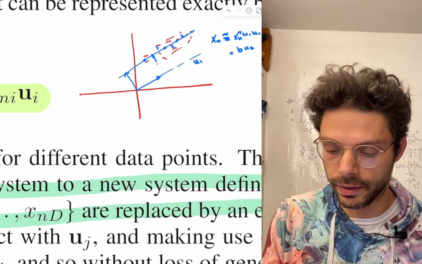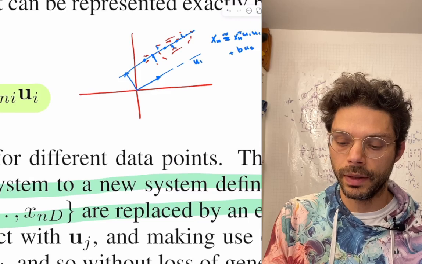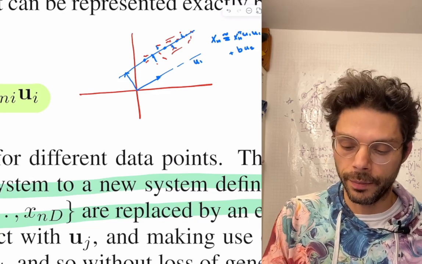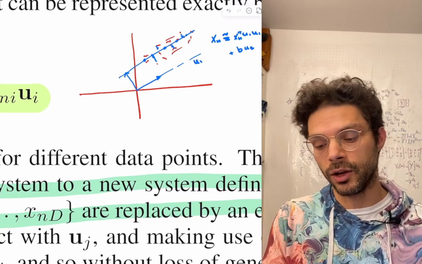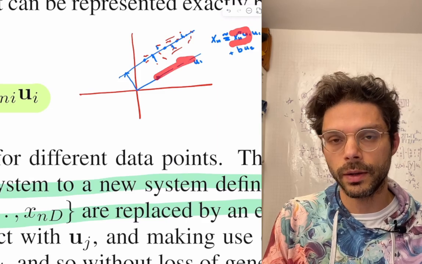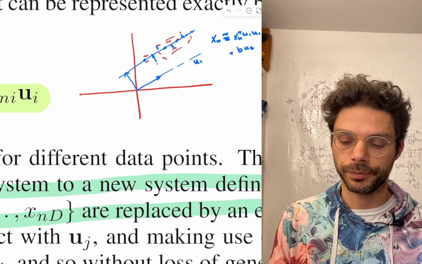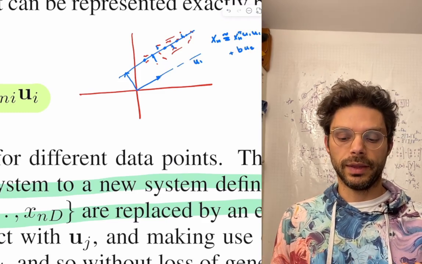And the point is that this can give us a compression, because now we only need to keep one value. There were two values for each data point. Now we keep one value, which is the projection onto this direction, and then there's one overall value, which will be the mean that we're going to apply to every data point. Okay, so that's the idea.